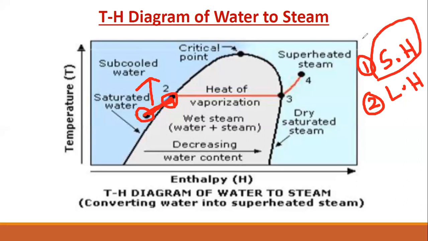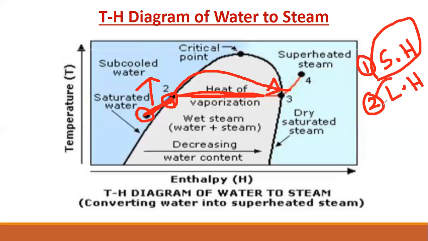But from 2 to 3, in this stage, my student, you can see the temperature is fixed. The temperature is not changing at all, but the state is changing. The water is changing to steam. That means liquid state to gaseous state. That's why it is known as latent heat.